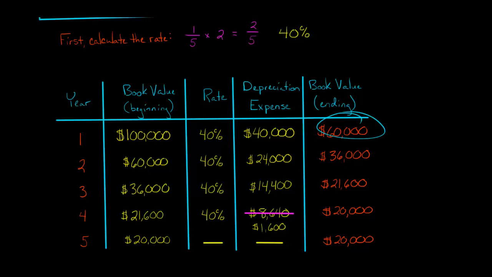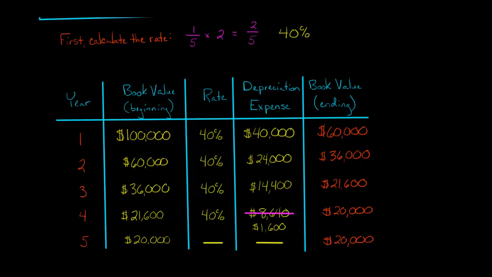Now this book value carries forward, and in the next period, we're going to multiply that because the ending book value for year one is the same as the beginning book value for year two. So then we're going to take 60,000 times 40%. You don't take 100,000 every single period and multiply it by 40%. You go with the beginning book value. So 60,000 times 40%, $24,000.